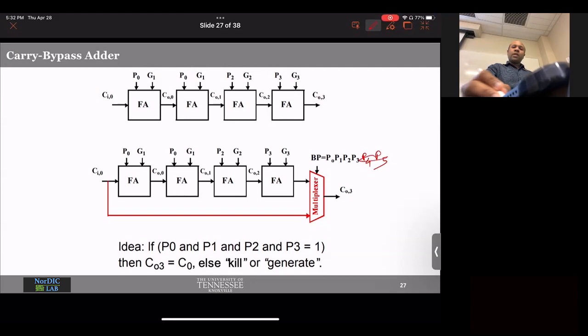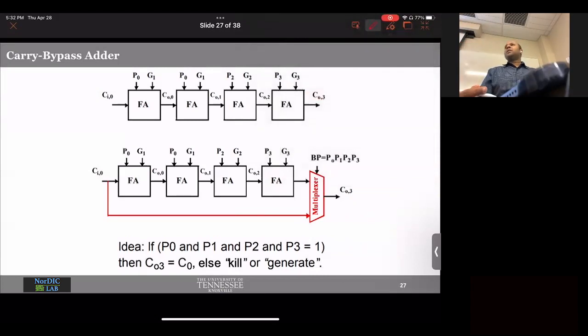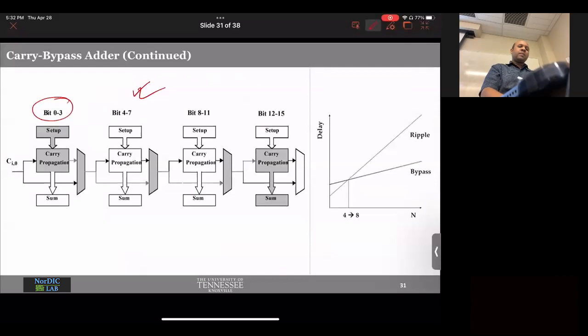Well, imagine when you have P0, P1, P2, P3, look at the chain. You need to implement that as a logic gate, don't you? You already have 4 transistors stacked up. We don't like it, do we? Remember, we don't like stacked transistors. Now, if you bring in even more, that will be problematic. Make sense? So that is one of the reasons why we typically just don't go beyond.